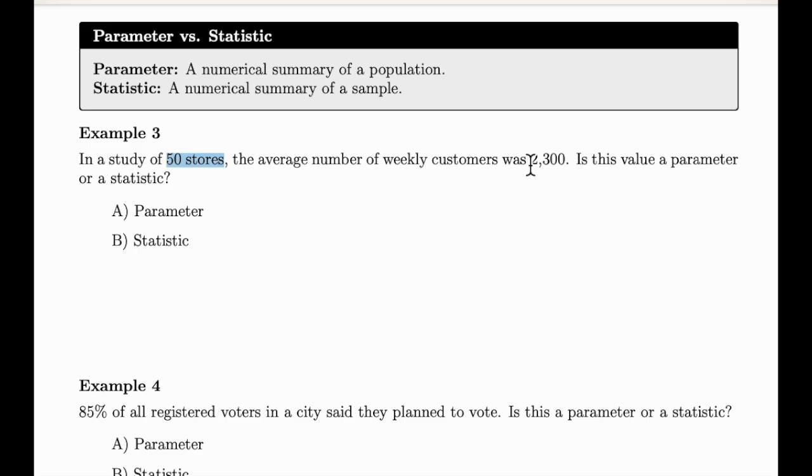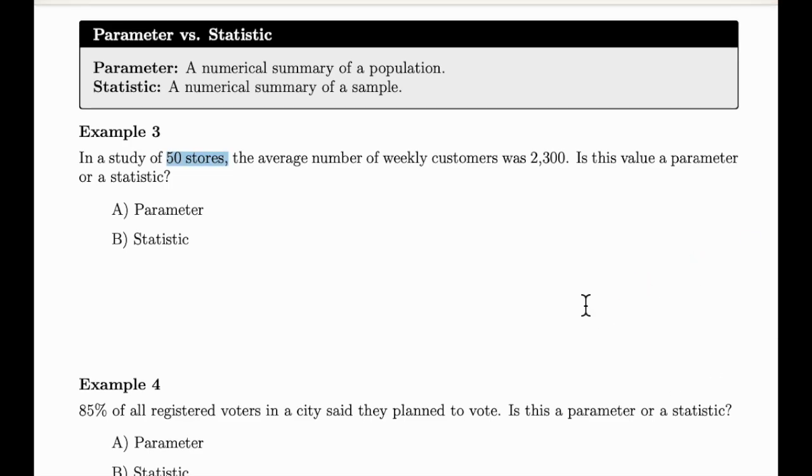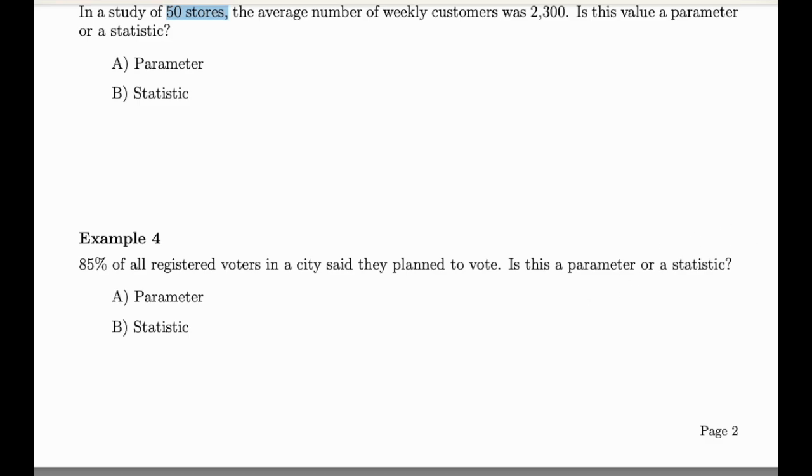So, because this represents a summary of the weekly customers for the sample of 50 stores, the answer here is going to be that this is a statistic. We're not looking at all stores. Remember that a statistic always describes a sample, and a parameter describes the entire population. All right, now let's look at the next example, example 4.